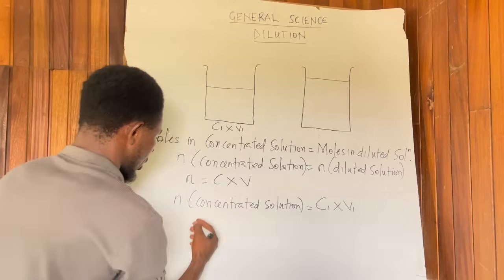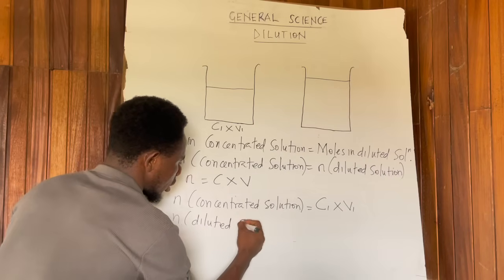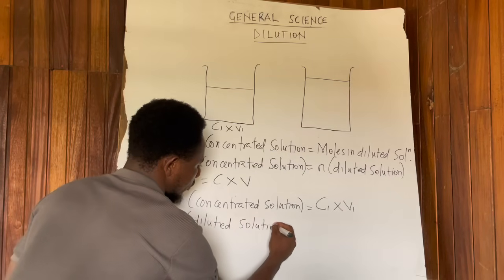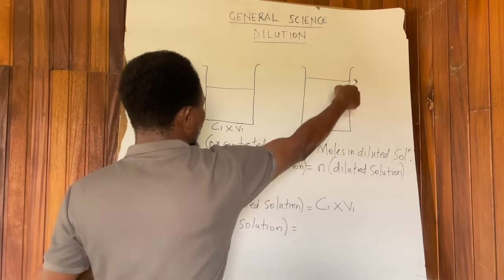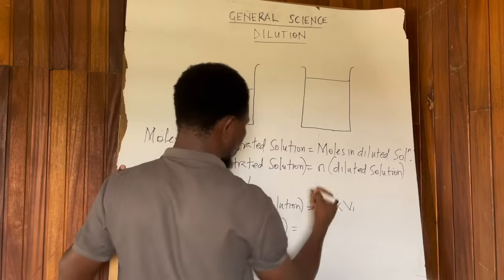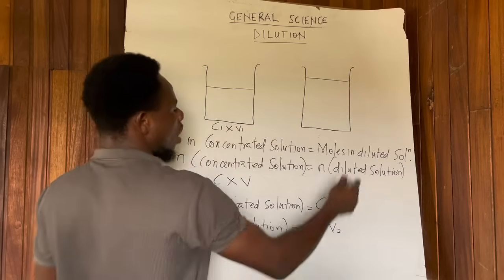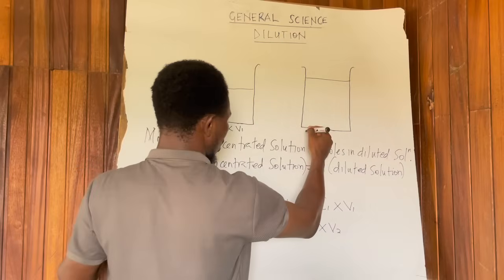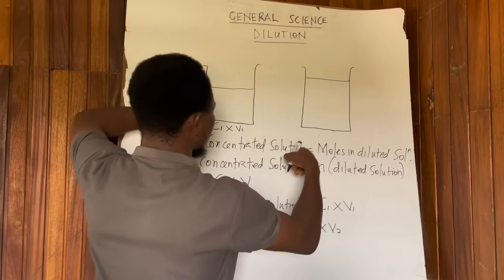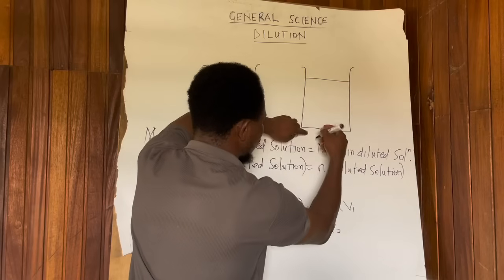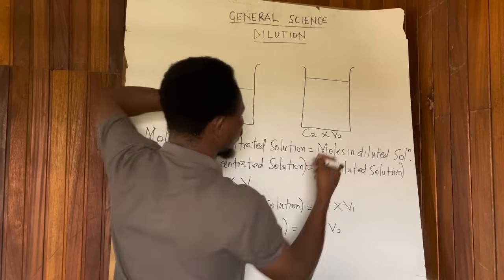Then N of diluted solution is equal to, now we have a new volume here, C2 times V2. Our volume increased. So our C1 of the concentrated solution becomes C2 of the diluted solution, and you get C2 times volume 2.